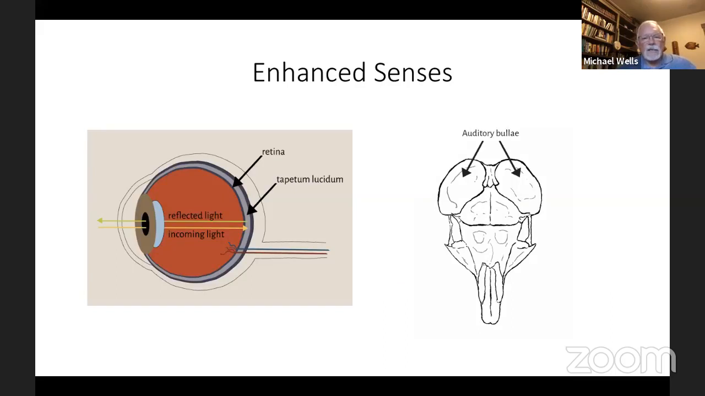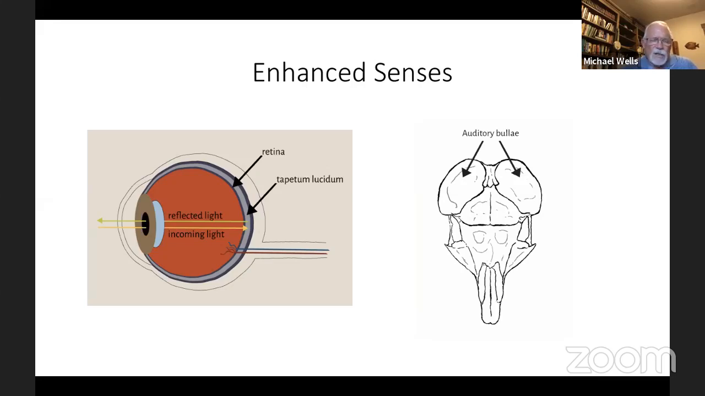Okay, enhanced senses are very important in the desert because it's hot during the day and it's cooler during the night. And so if you want to go out at night, your senses have to be a little bit sharper. And one of the things that helps animals see at night is the tapetum lucidum, which is a reflective coating in the back of an eye. If you've ever been driving along the shoulder of a road at night and you see that green reflection from an animal's eyes, that's the reflection of your headlights shining off the tapetum lucidum in the back of the animal's eye.